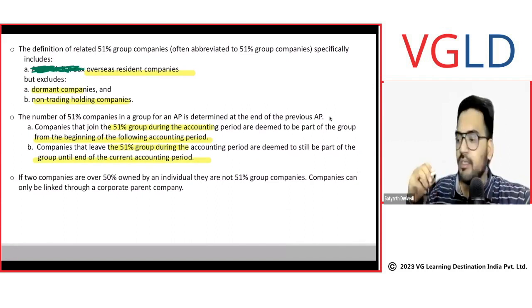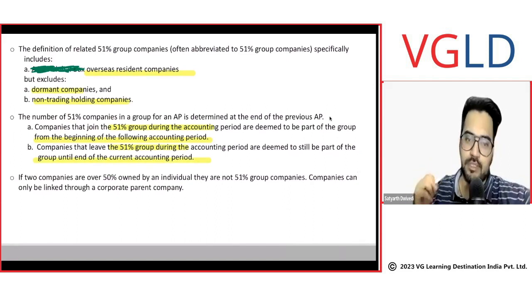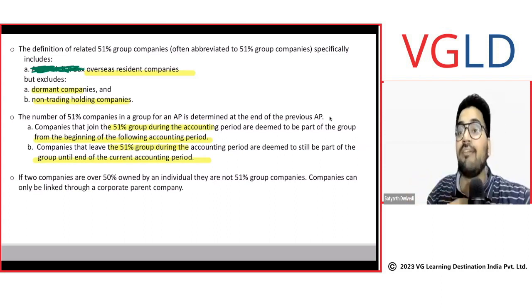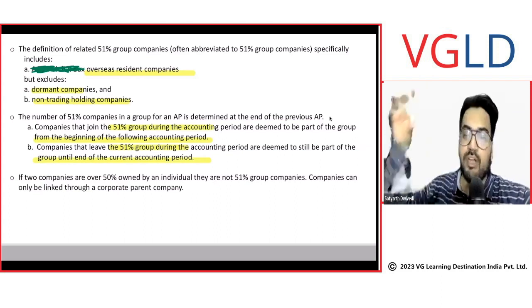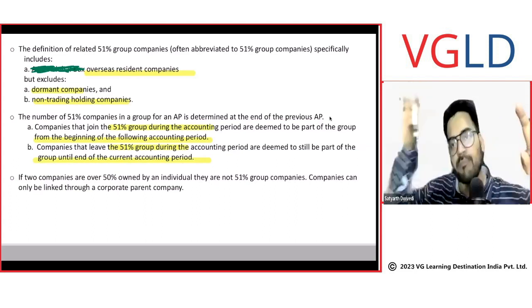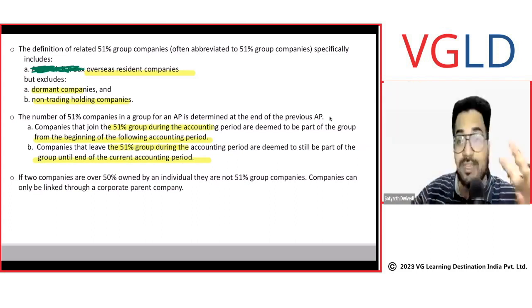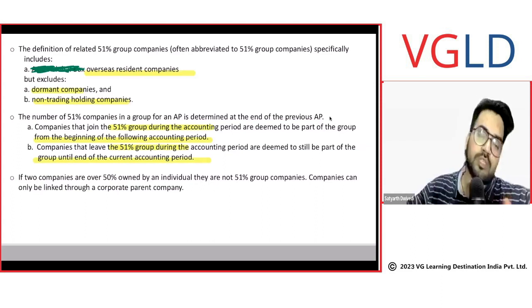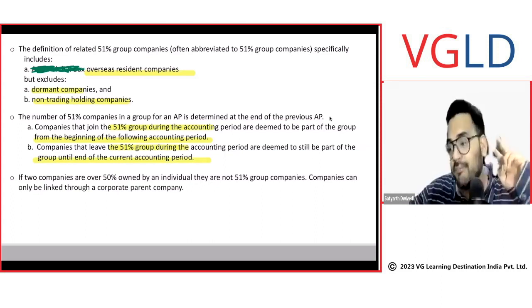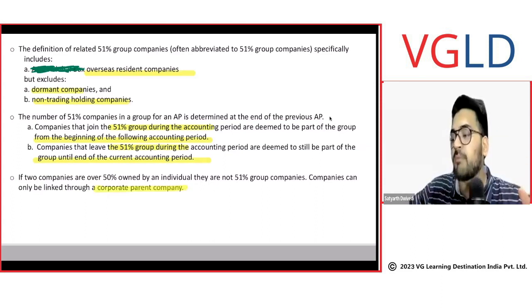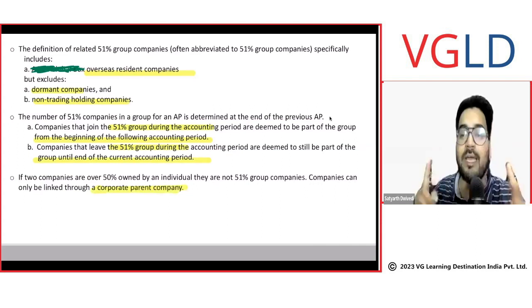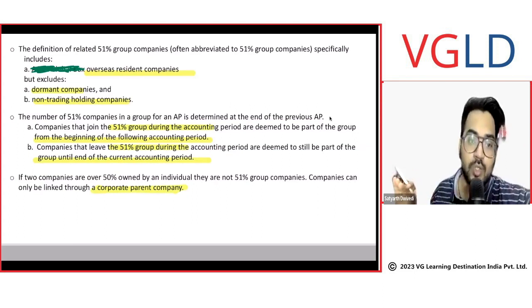Right. Another very important thing is that suppose there is an individual who owns 51% in one company and 51% in another company. Will they form part of the group? No, sir. There must be a corporate parent. Corporate parent is very, very important. If an individual owns, then that will not be a group. Okay.